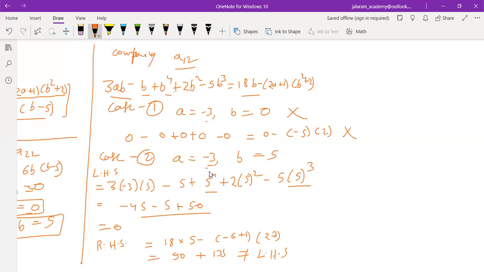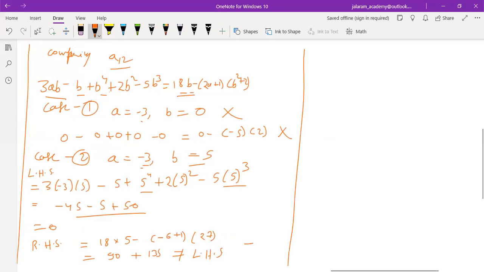When we take A equals to minus 3 and B equals to 5, let's check again. 18 5s are 90 minus 2 3s are 6 minus 6 plus 1 minus 5 into B square plus 2. Yes, it is not satisfied.